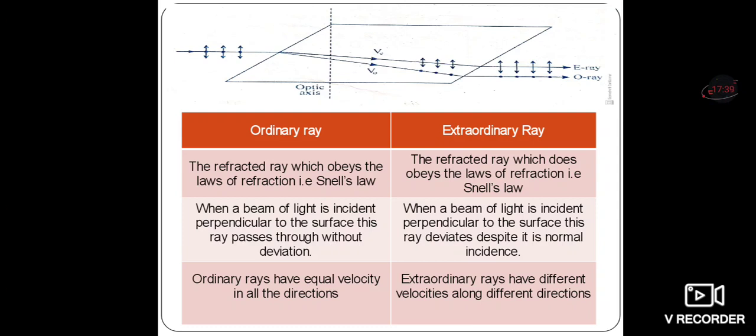And similarly, the ordinary ray has equal velocity in all directions. Therefore we have written VO and VE in the diagram. VO is the velocity for the ordinary ray, VE is the velocity for the extraordinary ray. So the ordinary ray has equal velocity in all directions, and the extraordinary ray has different velocities along different directions. These are the points you have to remember regarding double refraction: both the rays emerge out from the crystal.